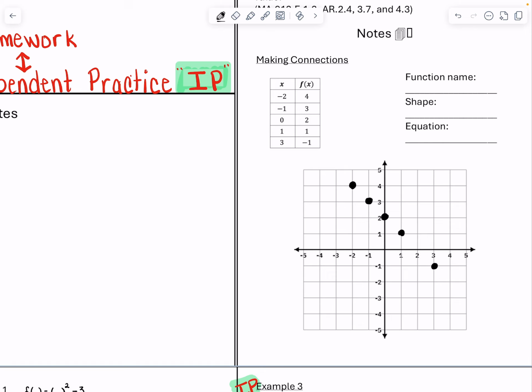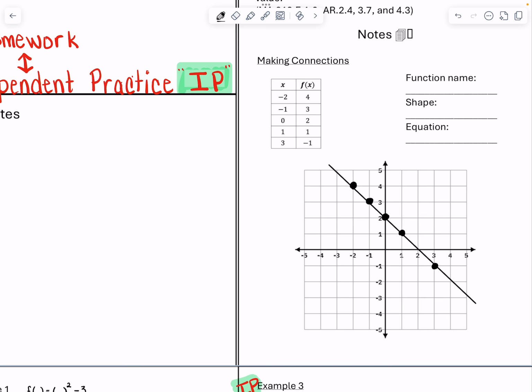Now looking at those points, I can see that they make a straight line. So I'm going to go ahead and graph that. When we graph that straight line, go all the way through the coordinate plane. Do not stop before you are outside of the boxes. Now, they didn't tell us to stop, so on the left side it is increasing forever and ever. On the right side it is decreasing forever and ever.